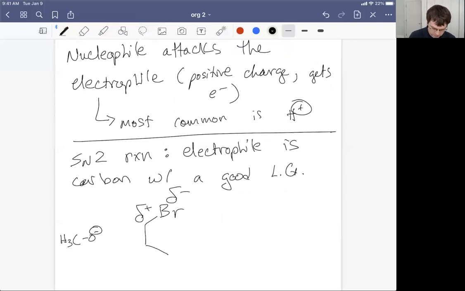So how does this work? We have a delta plus on the carbon because it's electropositive, and a delta minus on the bromine because it's absorbing electrons from the covalent bond. The O minus will engage the delta plus and then push off the bromine atom, and that will give rise to a new molecule. This is actually, again, review from Organic Chemistry 1.